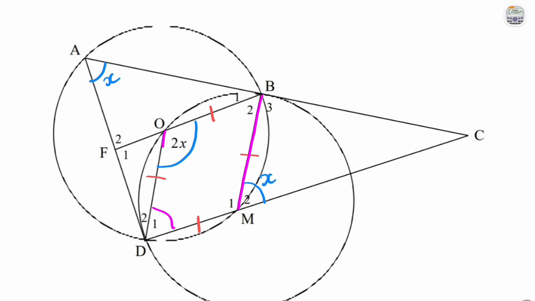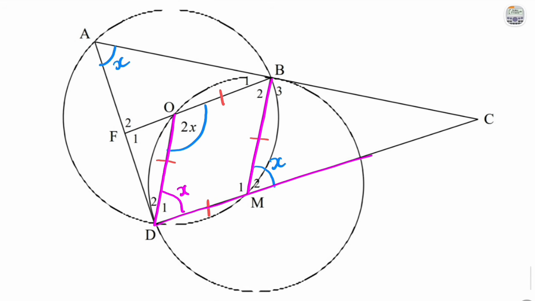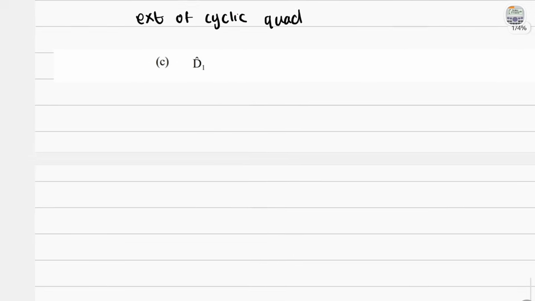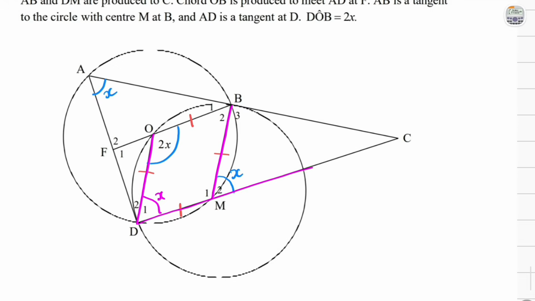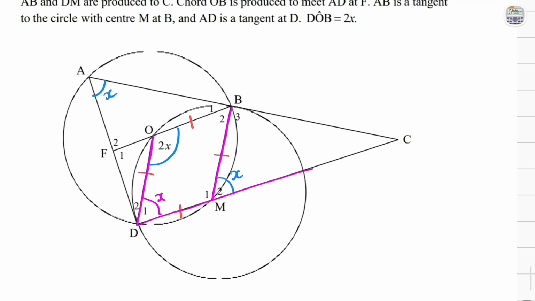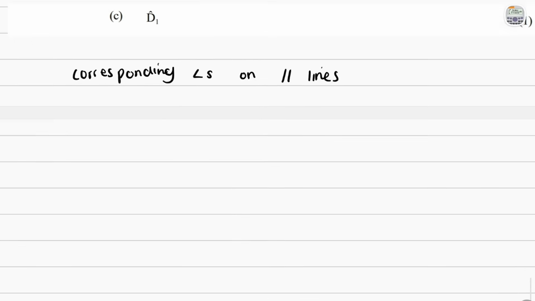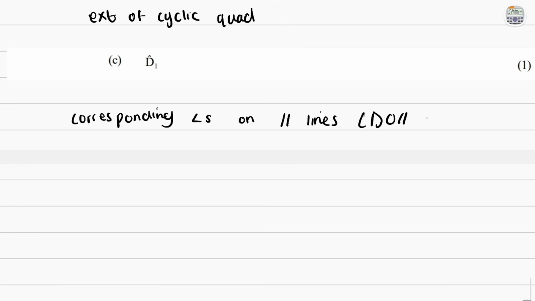Because this is a rhombus, the opposite sides are parallel, right? And so if the opposite sides are parallel, the reason this is equal to x is because we have corresponding angles. Do you see how this creates an F? Corresponding angles on parallel lines are equal. So angle D1 is equal to x because of corresponding angles on parallel lines. Then we can just state the lines that are parallel: DO and MB. So DO is parallel to MB. And that is our answer.